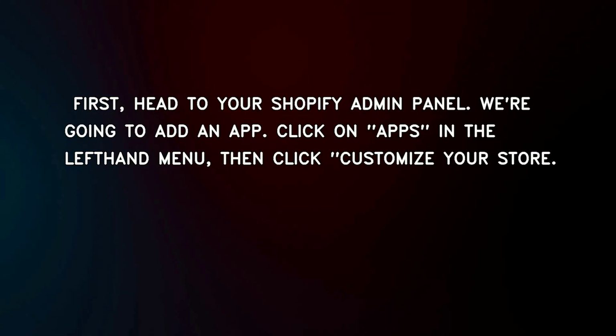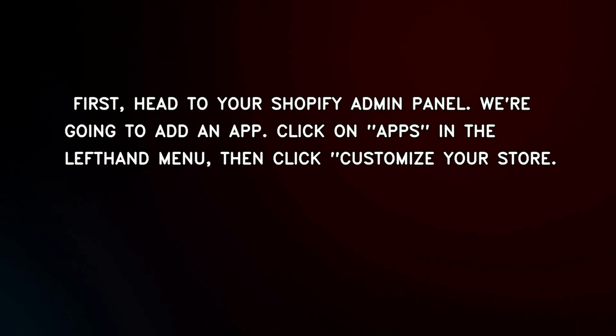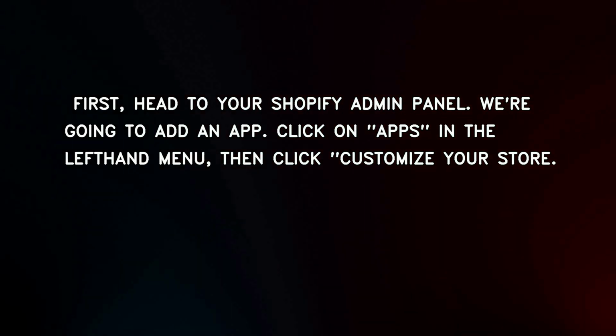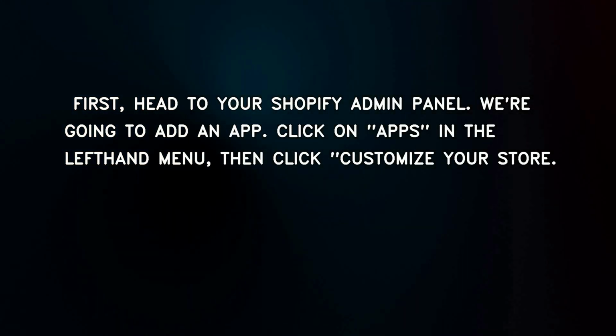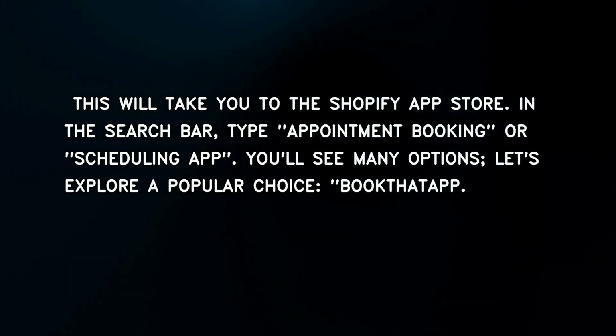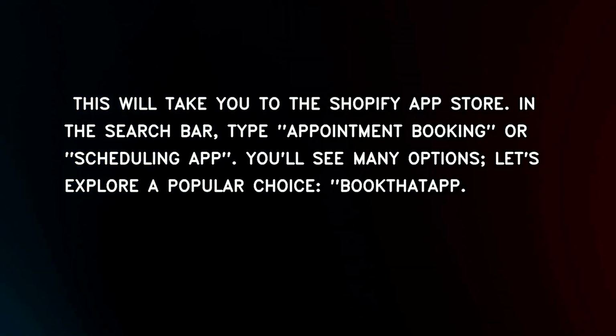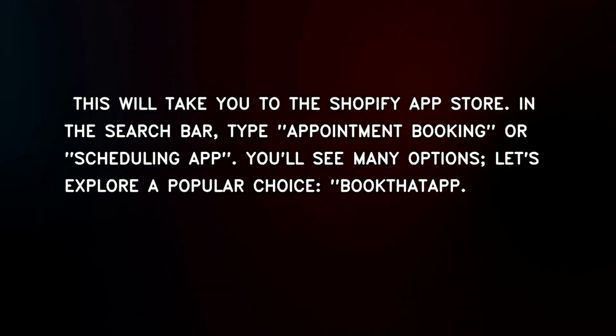Let's dive in. First, head to your Shopify admin panel. We're going to add an app. Click on Apps in the left-hand menu, then click Customize your store. This will take you to the Shopify App Store. In the search bar, type Appointment Booking or Scheduling App.